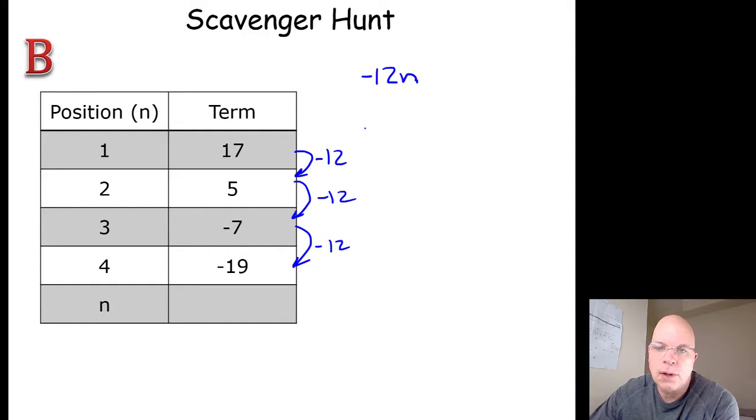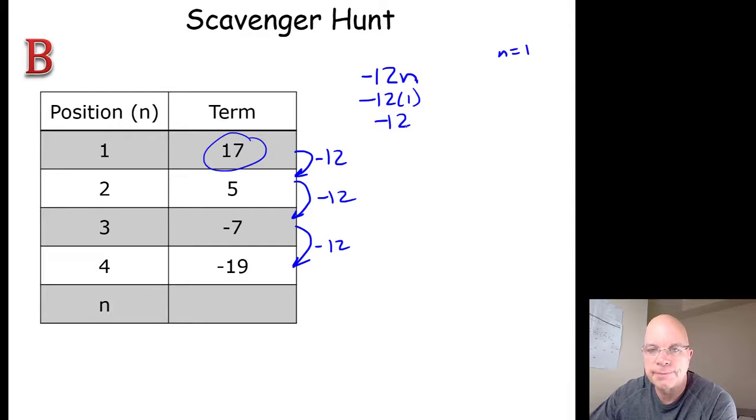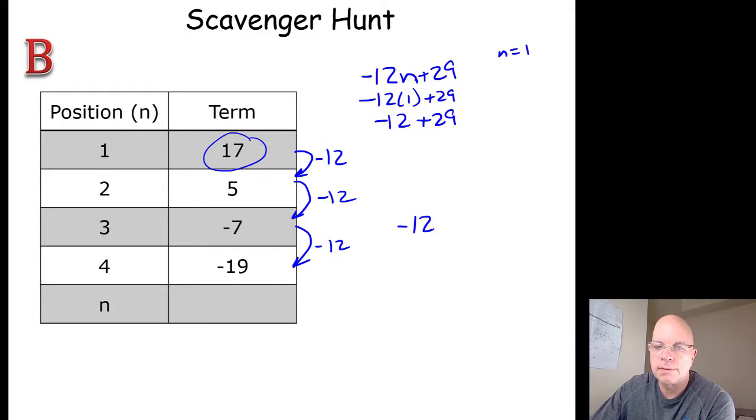And so I have negative 12n, but then when I test it for n equals 1, that would give me negative 12 multiplied by 1 is negative 12. But I need it to be 17. I would need to add 12 just to get to 0. So I need to add 12 and then 17 more, so plus 29 for this one. Negative 12n plus 29.